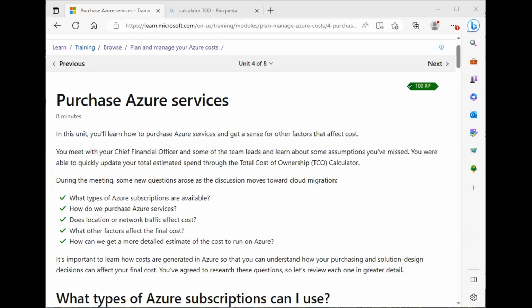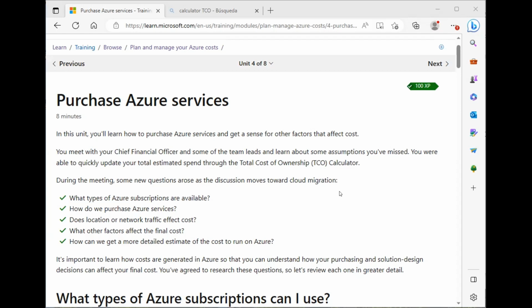During the meeting, some new questions arose as the discussion moves toward cloud migration. What types of Azure subscription are available? How do we purchase Azure services? Does location or network traffic affect cost? What other factors affect the final cost? How can we get a more detailed estimate of the cost to run on Azure?